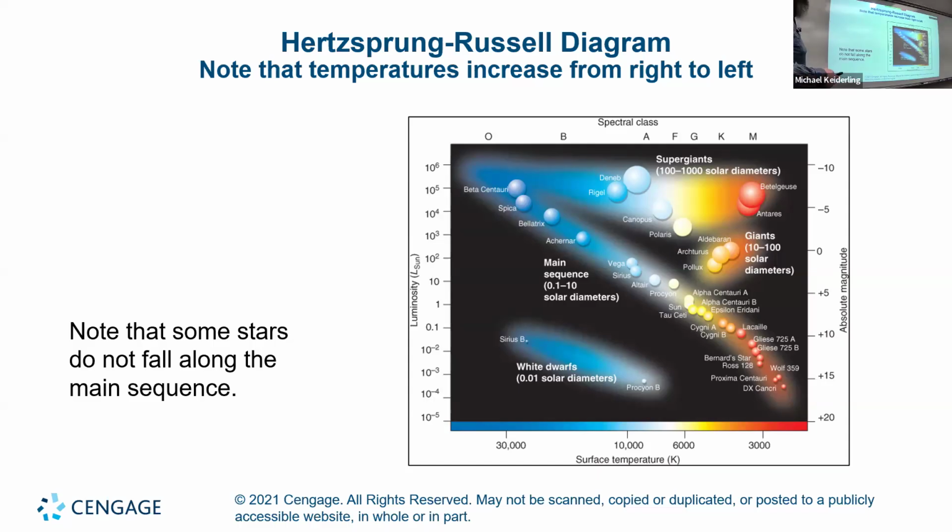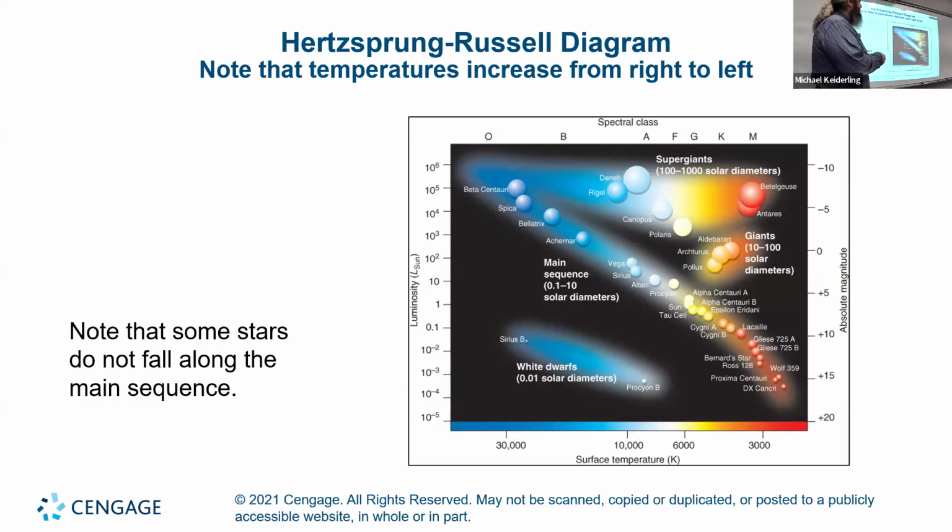So some stars don't fall on the main sequence. The main sequence is where stars spend about 90% of their lifespan, so 90% of stars end up on the main sequence. The giants and supergiants are stars that are dying.